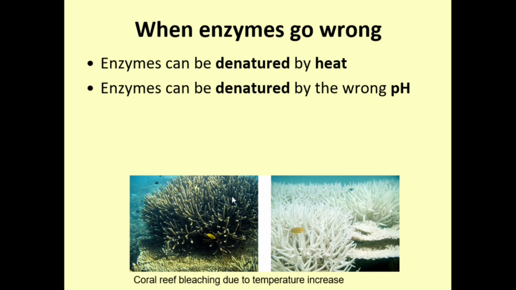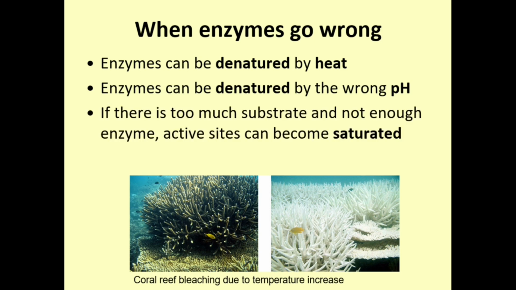So here we can see healthy coral on the left, and on the right we can see examples of coral bleaching. And we can talk about the coral in a bit more detail in a later lesson. But coral has a pretty complex life, and it doesn't take a lot to upset it. So raising the temperature or changing the pH will certainly do that. One thing that we haven't really talked about yet, but if there is too much substrate and not enough enzyme, the active sites can become saturated.